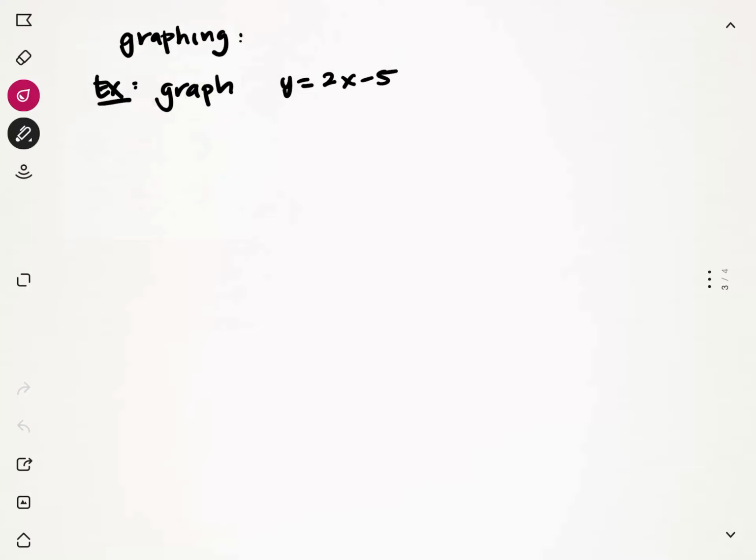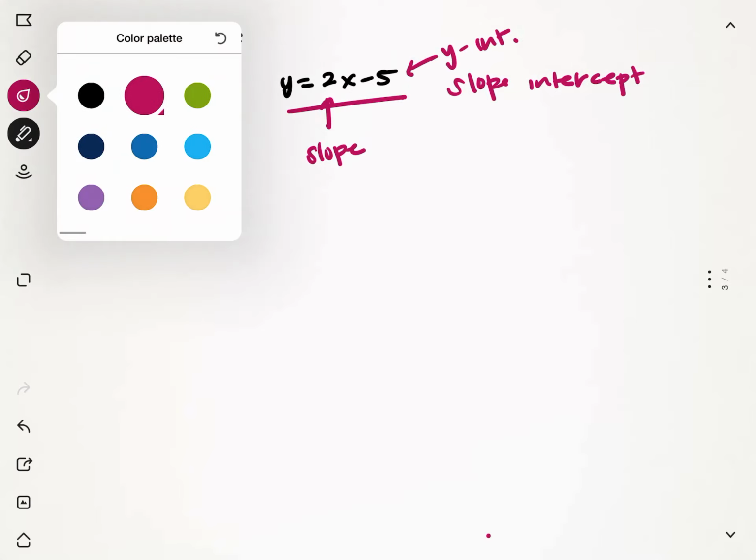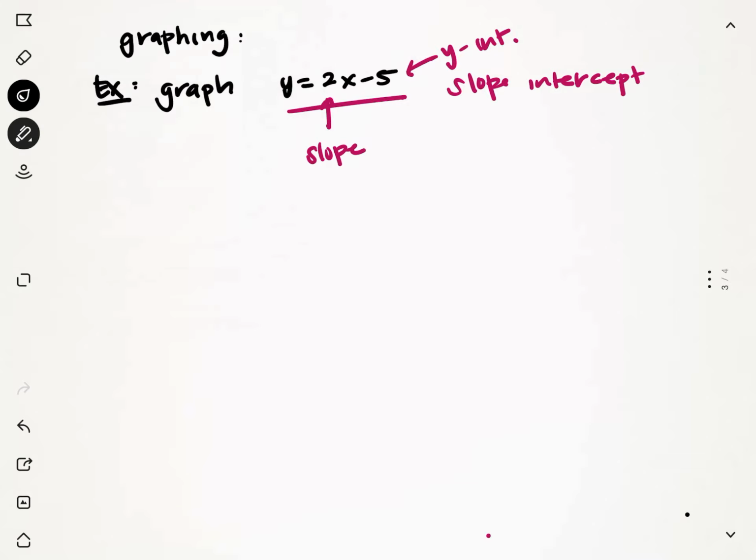Okay, on to graphing. So there's two ways to graph things. If we recall the form this is in, this is slope-intercept, y equals mx plus b. We know that the number next to the x is always our slope. We know the number without the x is our y-intercept. Alright, so let's go ahead and graph this real quick using slope-intercept form. We have our y-axis, we have our x-axis. So we know that the y-intercept is at -5. So 1, 2, 3, 4, 5.